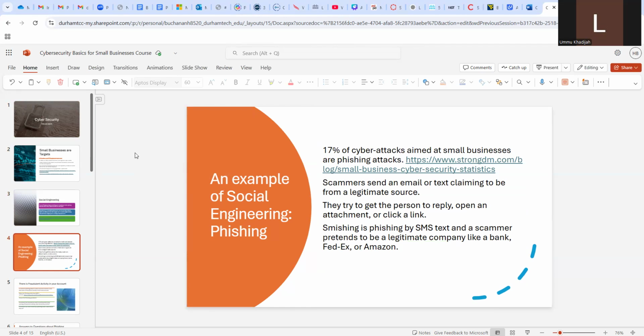An example of social engineering is phishing. Phishing is very, very common. I myself have fallen for a phishing scam. I fell for one phishing scam, then I almost fell for another one.